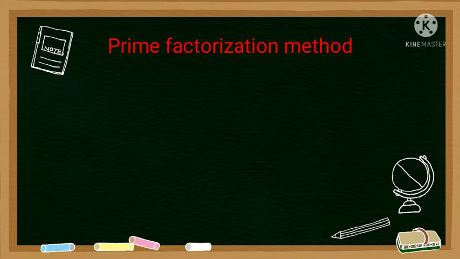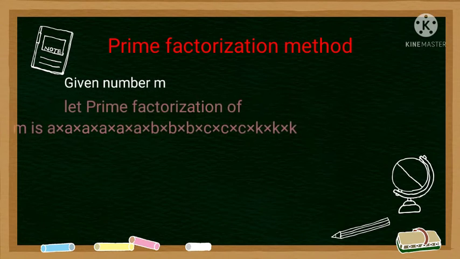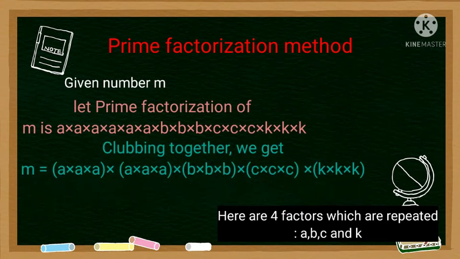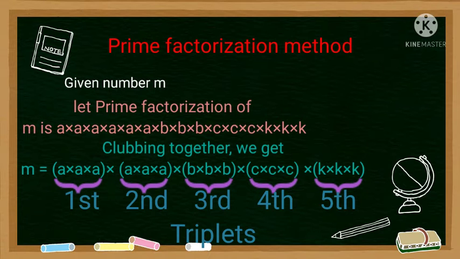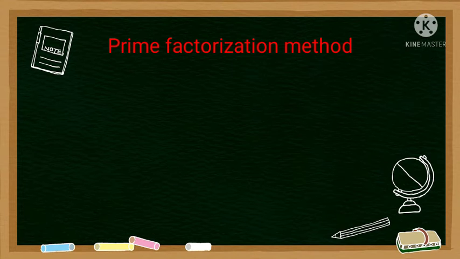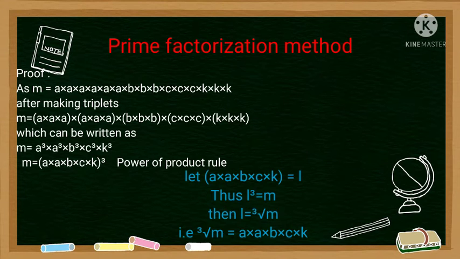In the prime factorization method for finding the cube root of any number, we write that number in terms of its prime factorization. After that, we club together the same factors in groups of 3, called triplets. Then the cube root of that number is equal to the product of all the triplets, taking only one number from each triplet. The proof of this method can be easily drawn from the properties of exponents as shown.